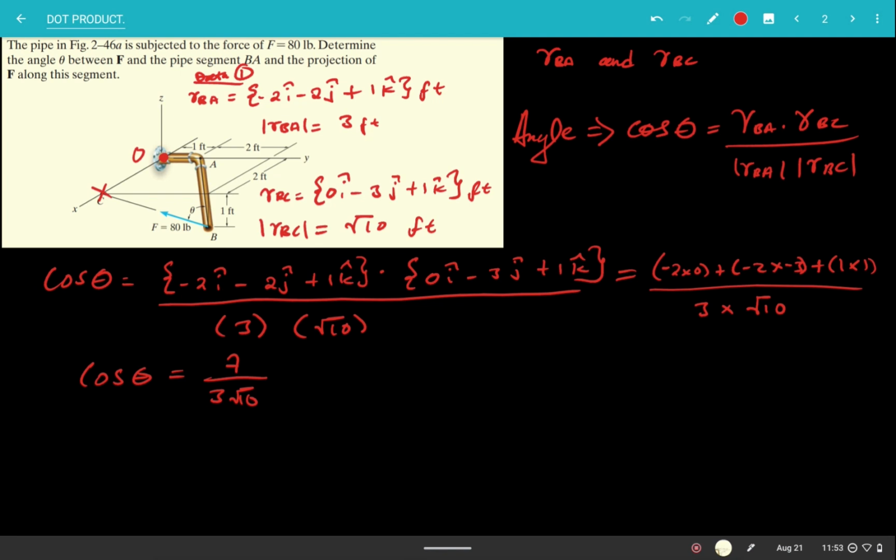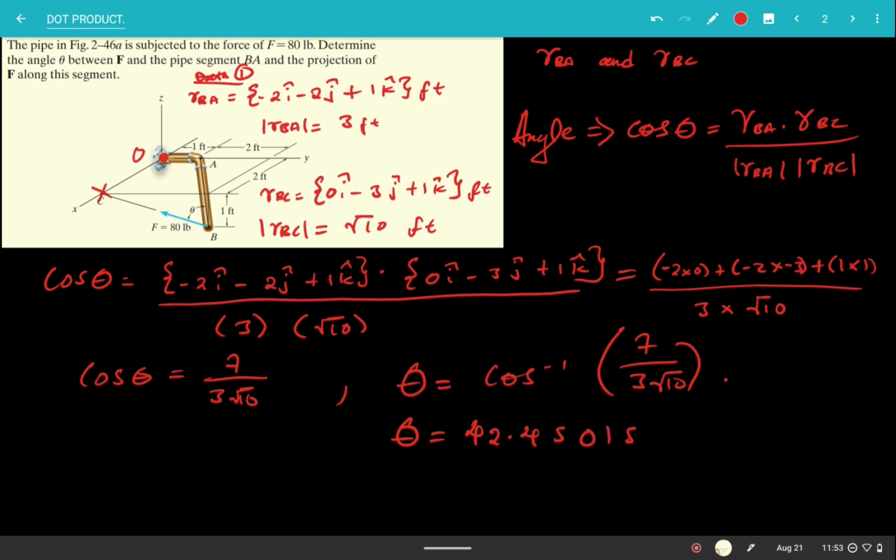Now to find theta, you need to understand that theta will be equivalent to cos inverse of 7 over 3 root 10. Therefore, theta will be equivalent to, if we punch this, 42.45015554 degrees. If I round off to 2 decimal places, as usual, I'll have 42.45 degrees. And this is the angle in between the two vectors.